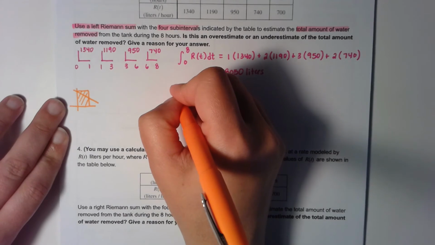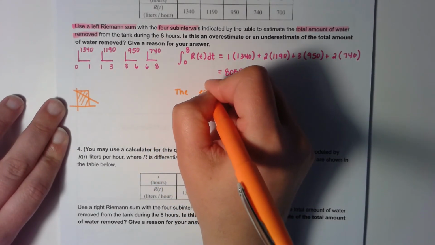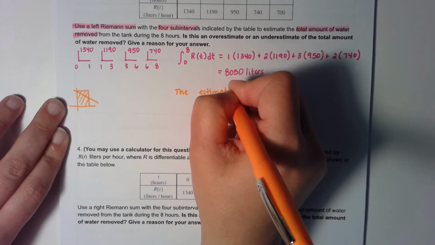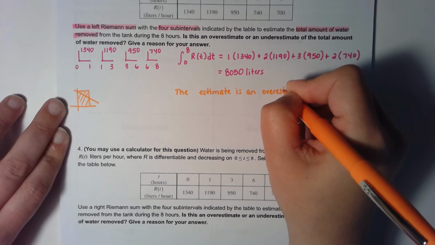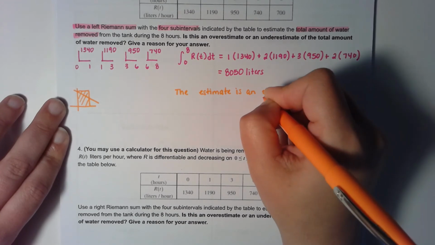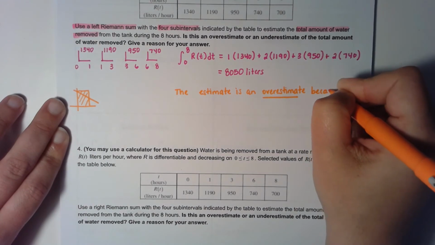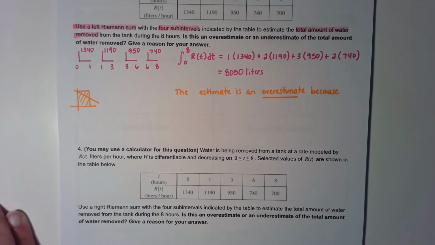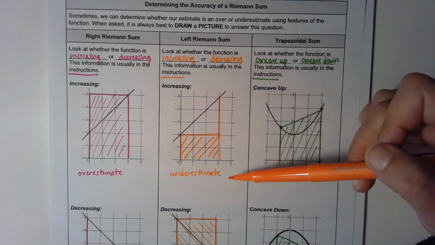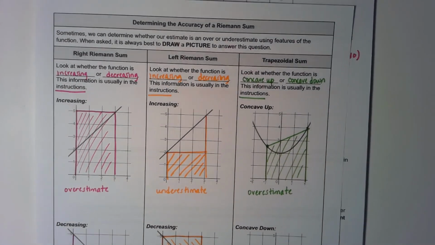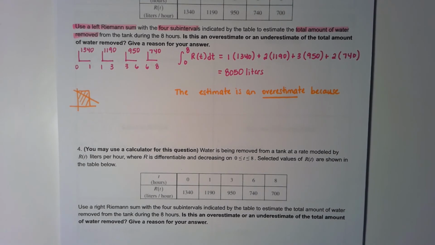So I would say the estimate is an overestimate. That's the first thing I need to say. Is it an over or an underestimate? Because, and now there are two components to my reason. The reason that this is an overestimate is I used a left Riemann sum, but also because the original function was decreasing. If you go back to what we talked about on the previous page, if we used a left Riemann sum, but the function had been increasing, we wouldn't have gotten an overestimate. We would have gotten an underestimate. So there are two components to my reason here.